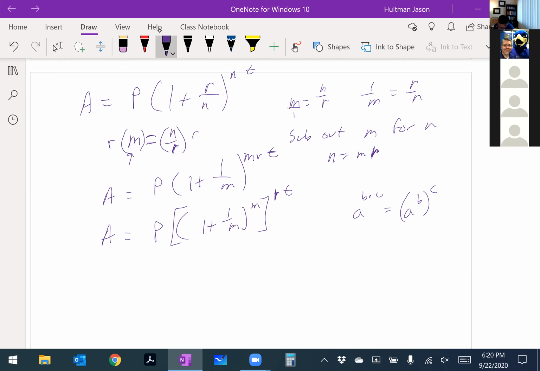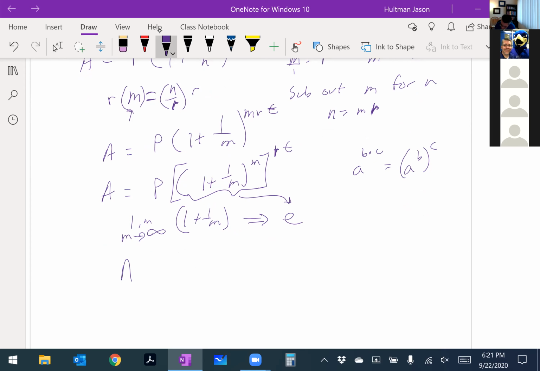So what happens with the limit of this as m goes to infinity? As this compounding increment goes to infinity, this whole thing, 1 plus 1 over m to the m power, goes to e, base e, that 2.718. So this whole thing here goes to e. Oh, okay. So this just becomes A equals P e to the rt.